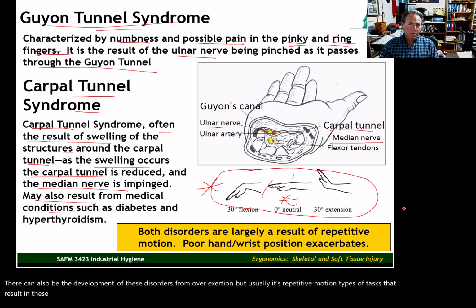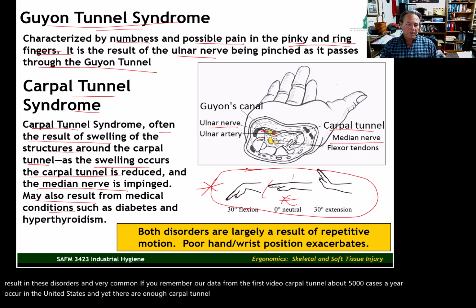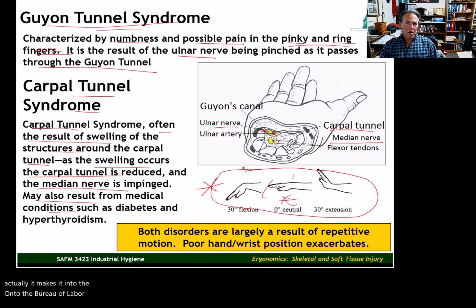Again, very common. If you remember our data from the first video, about 5,000 carpal tunnel cases a year occur in the United States. There are enough carpal tunnel cases each year in the United States that it makes it onto the Bureau of Labor Statistics lists of workplace injuries.